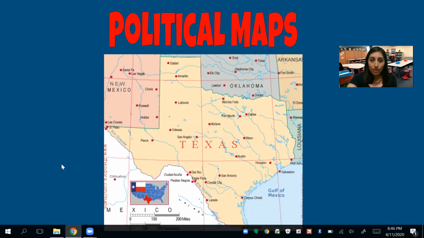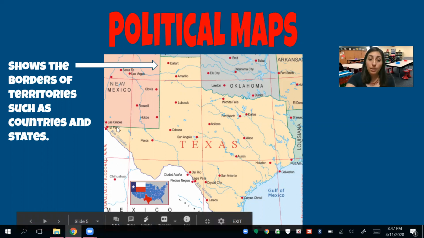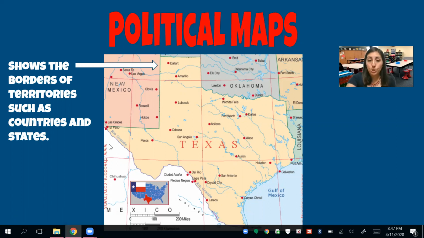So in political maps, the biggest thing you're going to notice, or the primary reason for political maps, is to show those borders of different territories, such as countries and states. So if you'll look here, these borders where each state is separated by the line in different colors is the borders between states. So this is the border of Texas and New Mexico, Texas and Oklahoma right above us. We see Arkansas over here, Louisiana. And if you look down here at the bottom, this is the border between Texas and another country. Down here is Mexico. So that's one of the big things you're going to see in political maps, is those borders between states, countries, different territories.